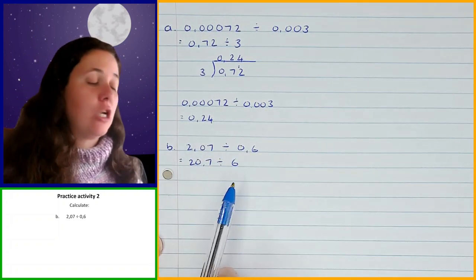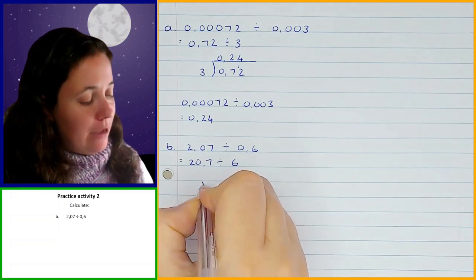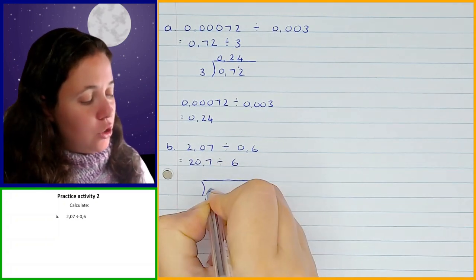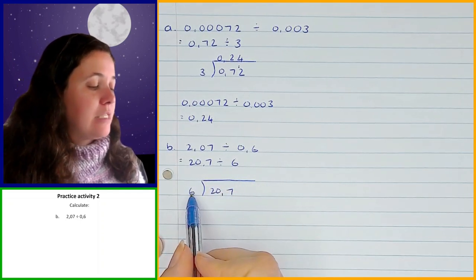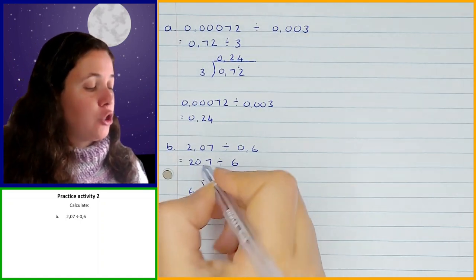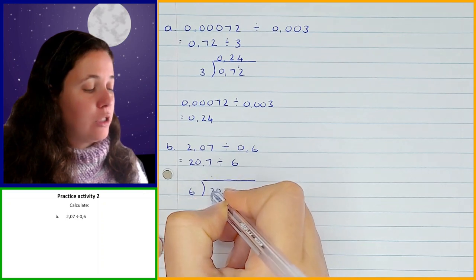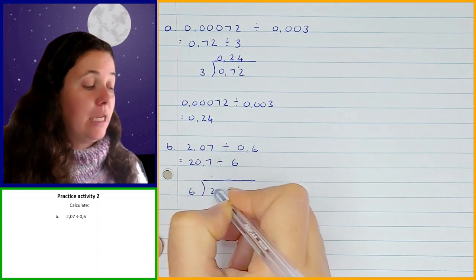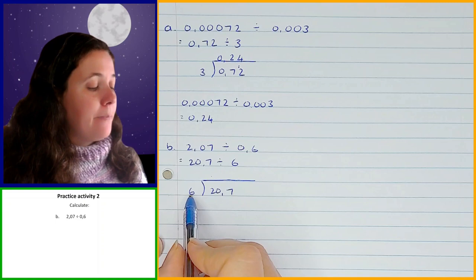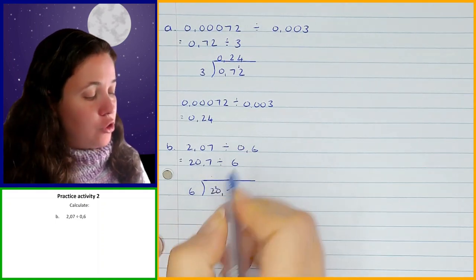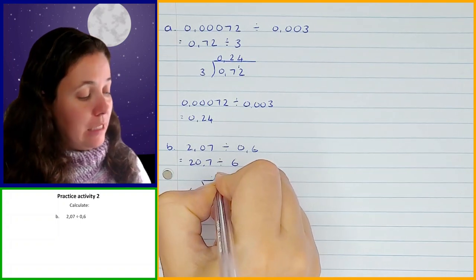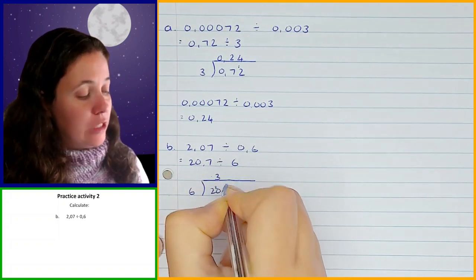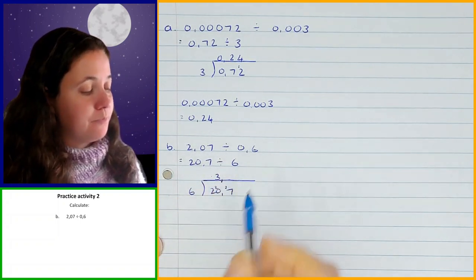Okay, so now I can go and do my division. So I'm going to have in my division bracket 20.7, and outside here I've got 6. Now, 6 doesn't go into 2. I don't need to write a 0 on top here, though, because the 2 is in the tens place. It's not in the units place, okay? And then I have remainder 2. So now I've got 6 going into 20. 6 does go into 20 three times with a remainder of 2. I need to write down my comma over there as well.